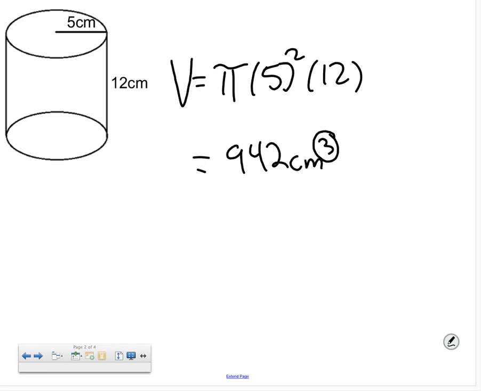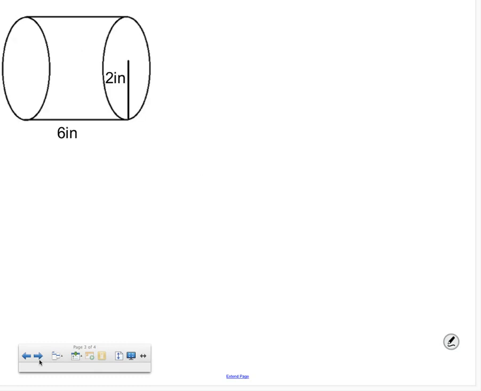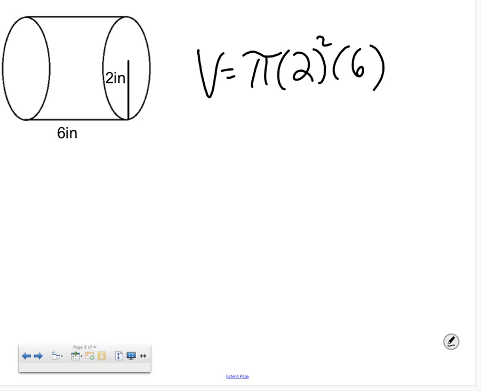Let's try another one here. Sometimes the cylinder will be given on its side. So you always have to remember that the height of the cylinder is the line that connects the two circles. So the height of the cylinder is the line that connects the top circle to the bottom circle, or the left circle to the right circle if it's on its side. So in this case here, when I'm doing my volume formula, I would do pi 2 squared, because that's my radius, times 6, because that's my height.